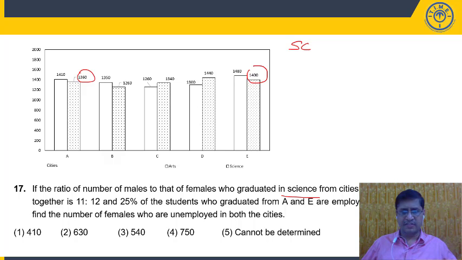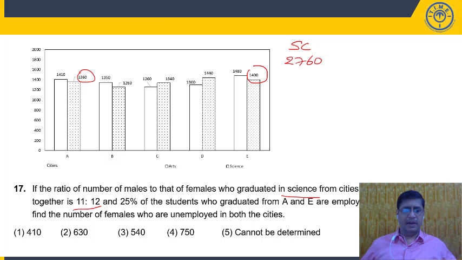So it is 2760, male and female. Okay, then what is the name? And A and E. And the ratio given here is 11:12. 11:12 is the ratio. And 25% of the students who graduated from A and E are employed. Then find the number of females who are unemployed in both the cities.